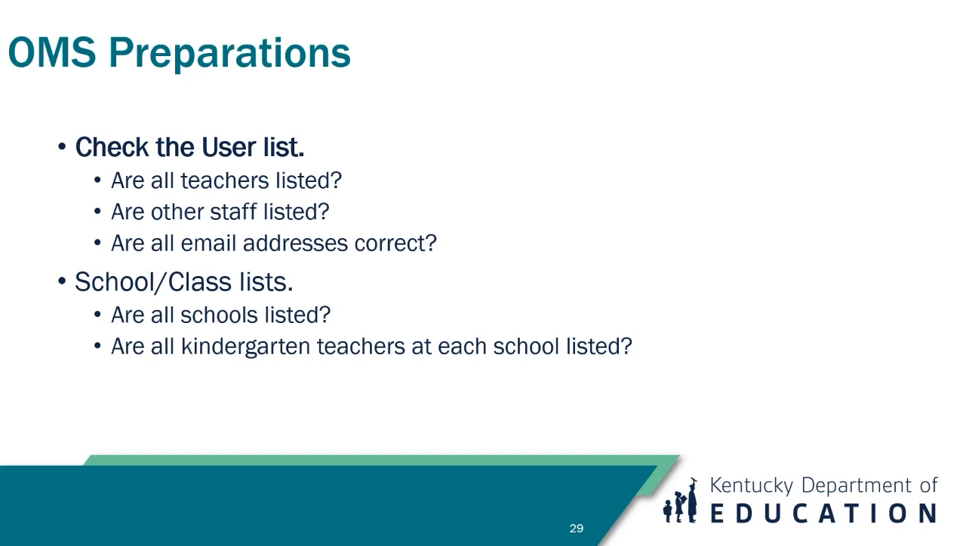Once Curriculum Associates receives that file, they will set up the school and class list, as well as the user list and teacher list. It is important to check that, one, are all schools listed and the teachers at each school, and two, are all teachers listed and are the email addresses correct? Please make sure that the district email address is listed and not a personal email address.